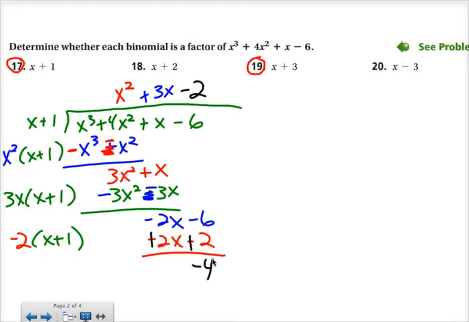So determine whether or not this is a factor? No, it's not. X plus 1 gave us a remainder. It did not work out perfect. So let's check and see what happens with x plus 3.